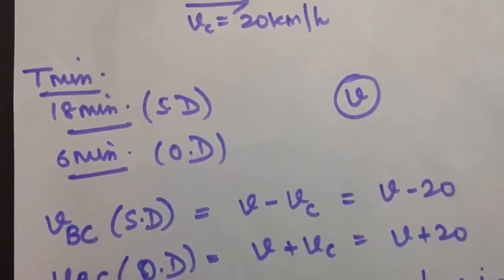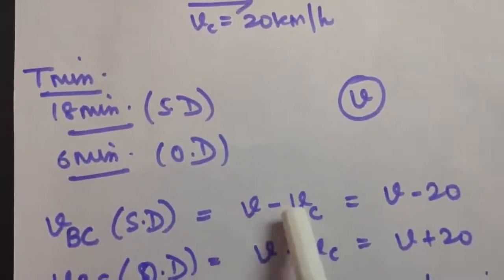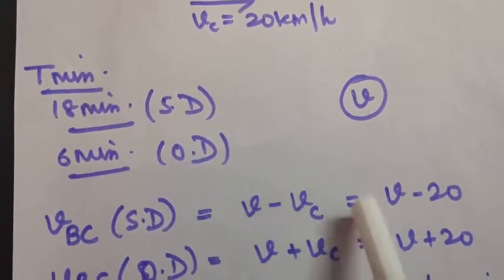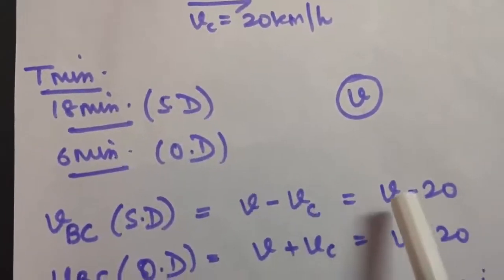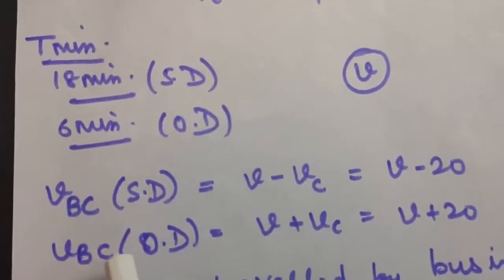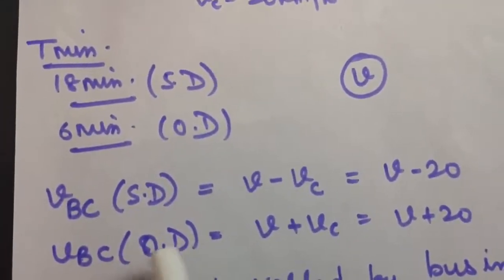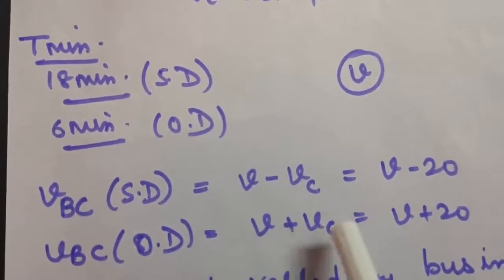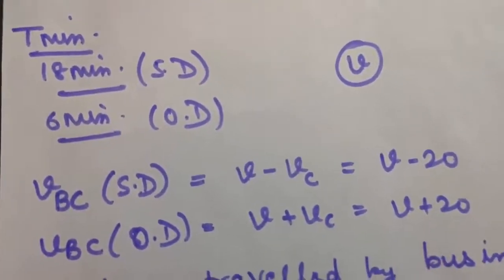As they are traveling in the same direction, the formula will be V minus Vc, that means velocity of bus minus velocity of cyclist. So it will come to be V minus 20. Now the relative velocity of bus with respect to cyclist traveling in the opposite direction, the formula will be V plus Vc. So this will become V plus 20.